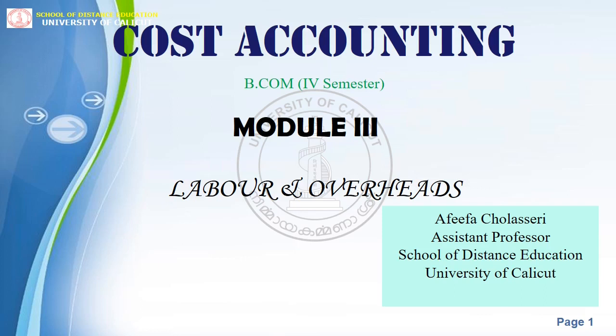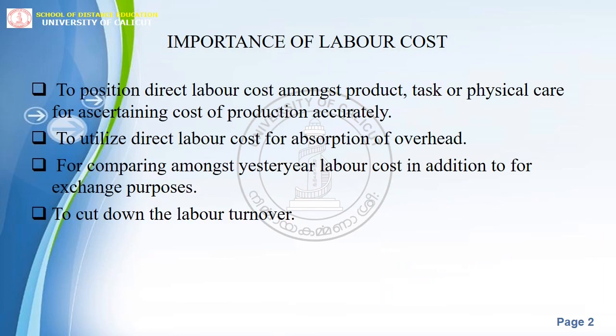In this module, we will look into the details of labor cost and overhead cost. Keeping labor cost records helps to allocate direct labor cost among products, tasks, or physical units for ascertaining cost of production accurately. Moreover, it helps in comparing past labor costs for decision purposes. Moreover, it helps to cut down labor turnover.